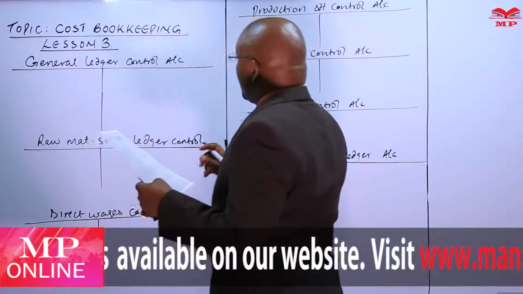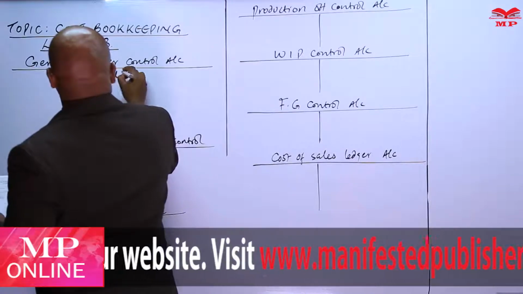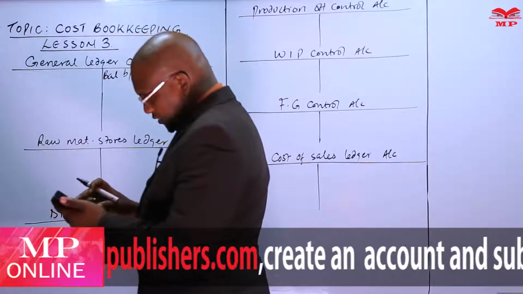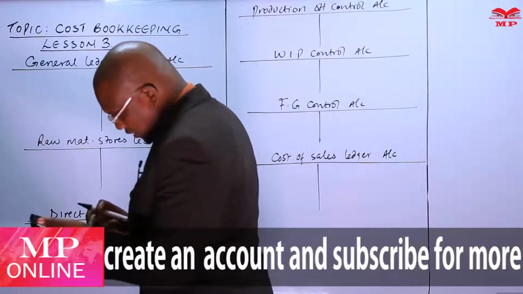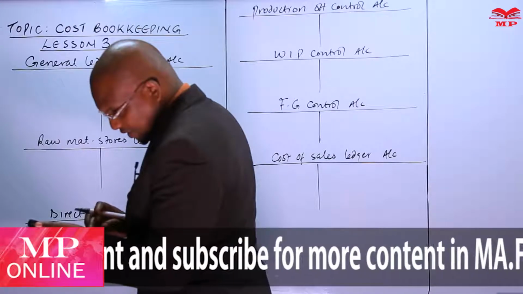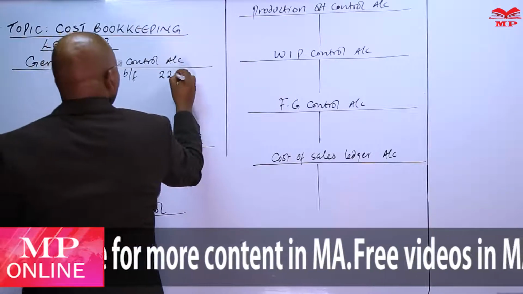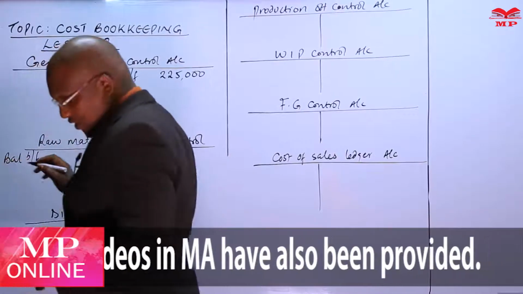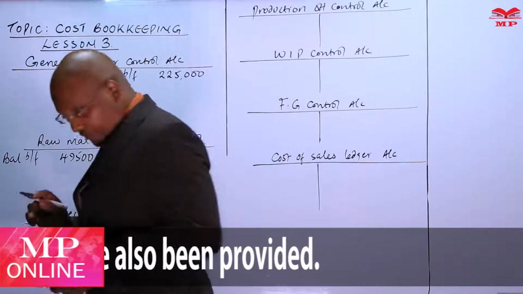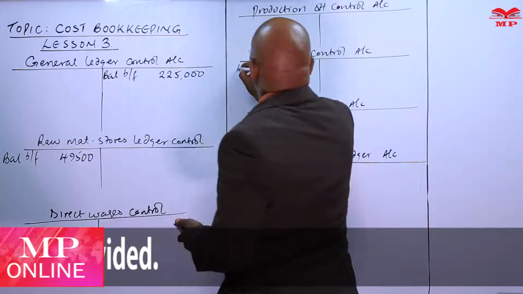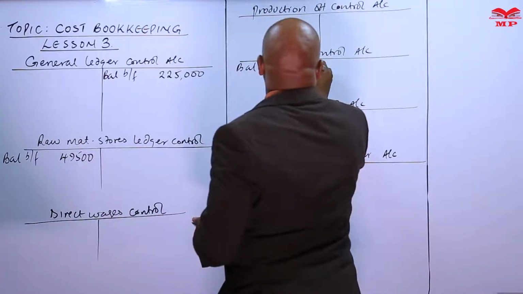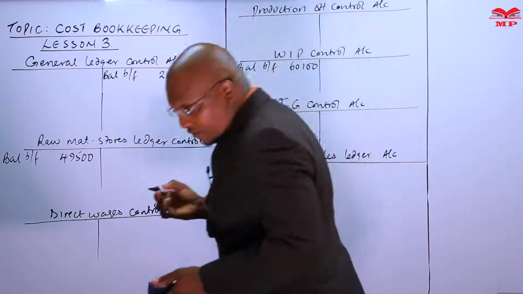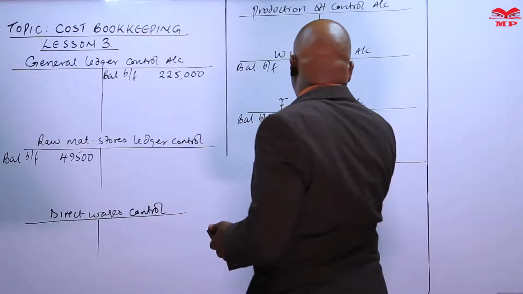As per the general ledger, the opening balance, the balance brought forward, must be the addition of the opening balances of materials given there: 49,500 plus 60,100 plus 115,400. So the opening balance is 225,000. Now for the raw materials, we have the opening balance here, balance brought forward, 49,500. We have the work in progress, balance brought forward, 60,100. And the finished goods here, we have the balance brought forward, which is 115,400. So that is the beginning point.